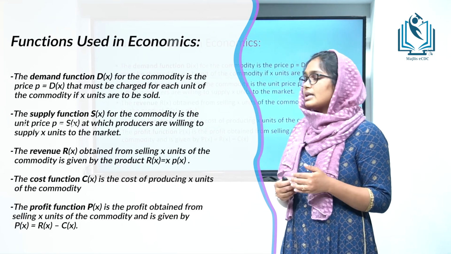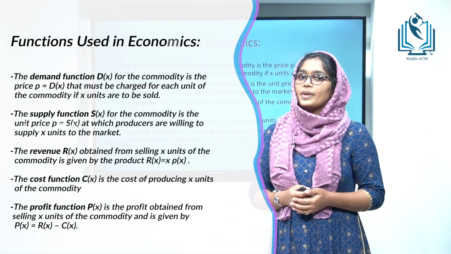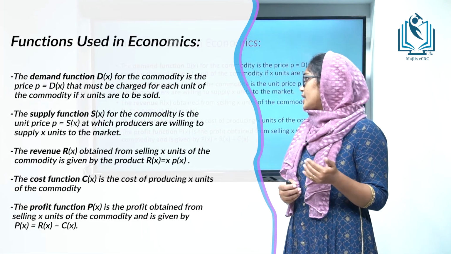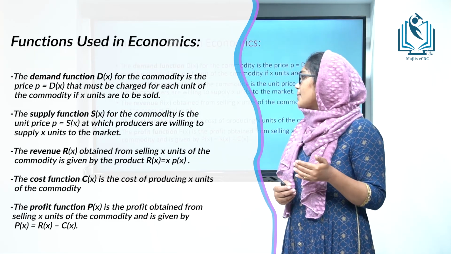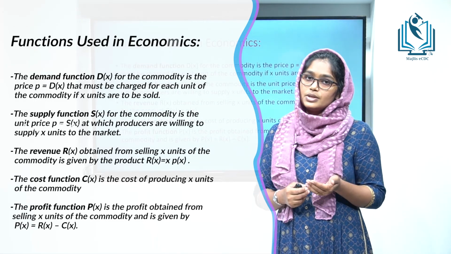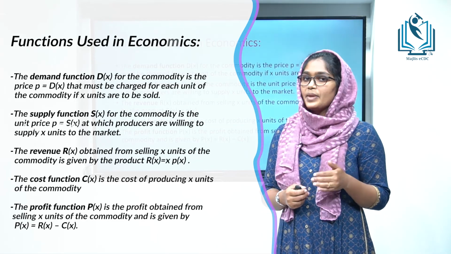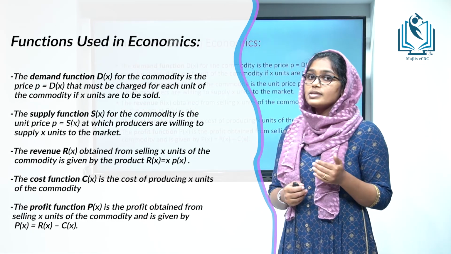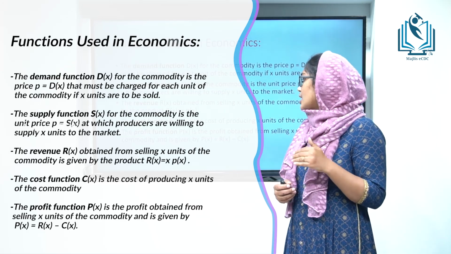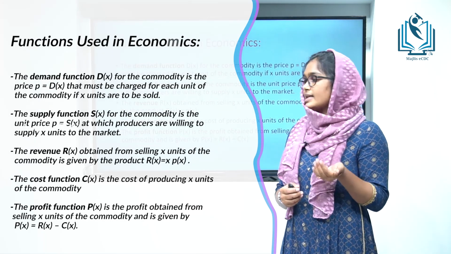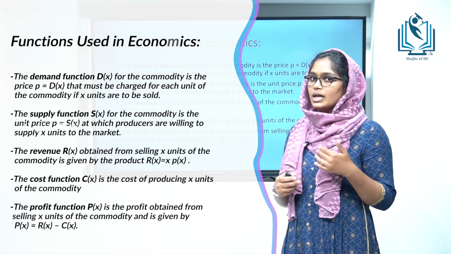And the next one is the revenue r of x. The revenue r of x obtained from selling x units of the commodity is given by the product r of x equal to x times p of x. And the next one is the cost function c of x. The cost function c of x is the cost of producing x units of the commodity.